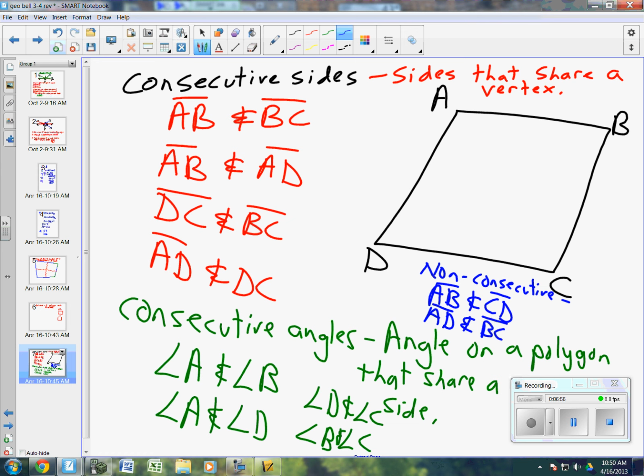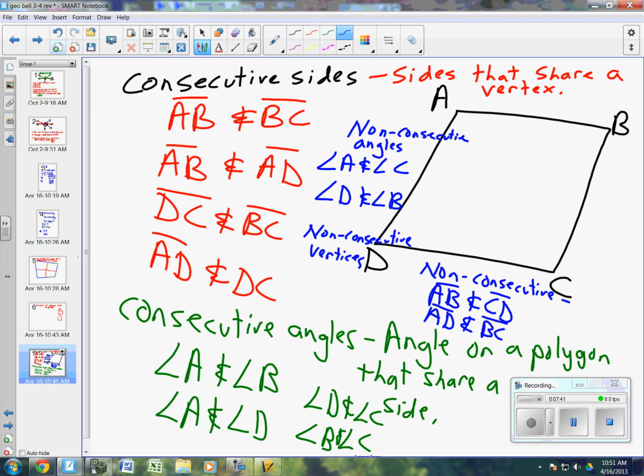Non-consecutive sides. What about non-consecutive angles, you guys? Non-consecutive angles. So angle A and angle what? And angle C. What else? Angle D and angle B. They're non-consecutive angles, right? What about non-consecutive vertices? Non-consecutive vertices.